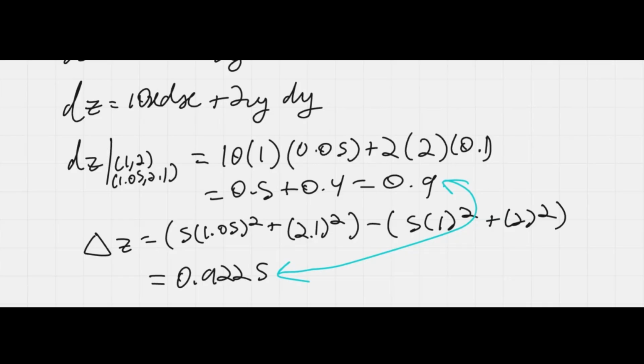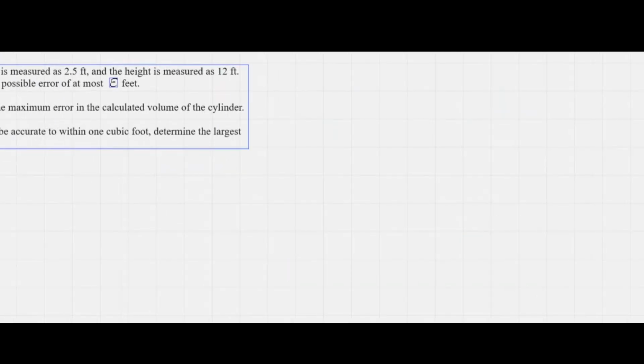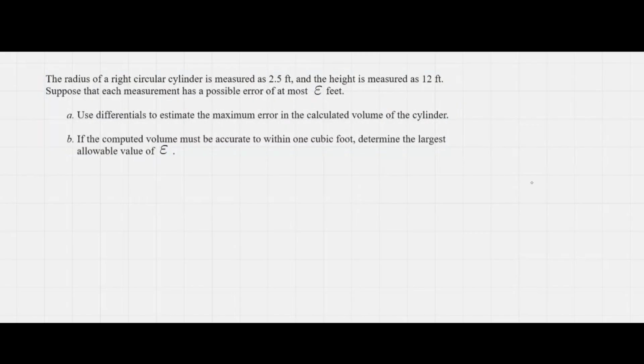Now we can look at a final word problem example, which is an application of differentials. We're told that the radius of a right circular cylinder is measured as 2.5 feet, and the height is measured as 12 feet. Suppose that each measurement has a possible error of at most epsilon feet. Part A: use differentials to estimate the maximum error in the calculated volume of the cylinder. Part B: if the computed volume must be accurate to within 1 cubic foot, determine the largest allowable value of epsilon.